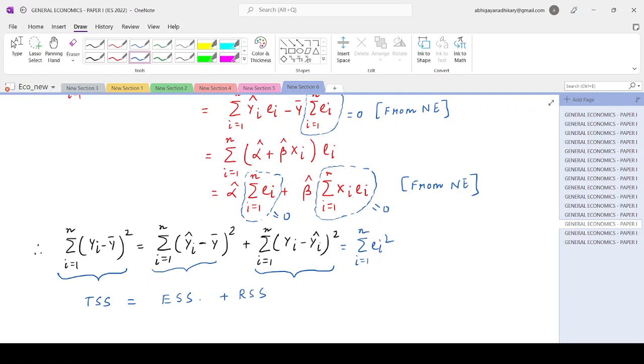I have taken a simple model. You can take a multiple linear regression model with multiple regressors to get to the same result. In all cases, this result will hold. Okay, so that's your answer to part G.